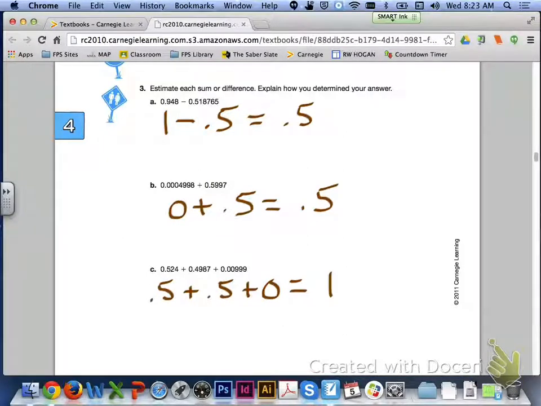So let's take a look at what you came up with for A through C. If you look at letter A, you can see that the first decimal would be close to 1. The second decimal would be close to 0.5. 1 minus 0.5 is going to give you your 5/10. For letter B, that first decimal is close to 0. The second decimal is close to 5/10. 0 plus 5/10 would give you 5/10 for your answer. And finally, for letter C, the first decimal is close to 5/10. The second decimal is also close to 5/10. That last decimal that you see would be close to 0. So 5/10 plus 5/10 plus 0 is going to give you an estimate of 1.